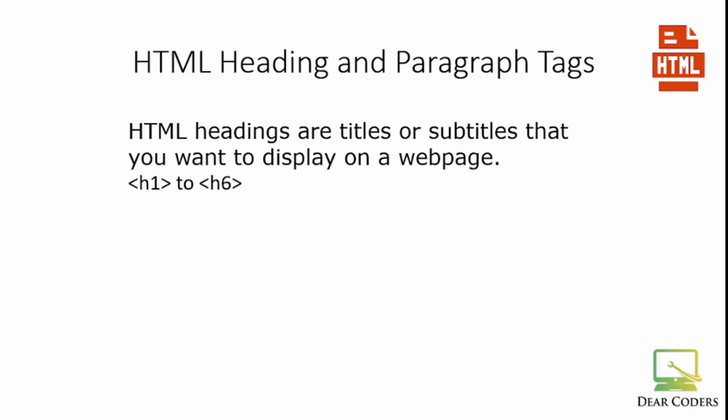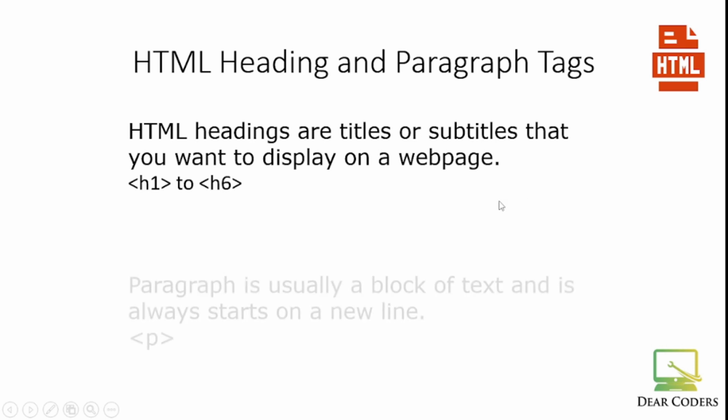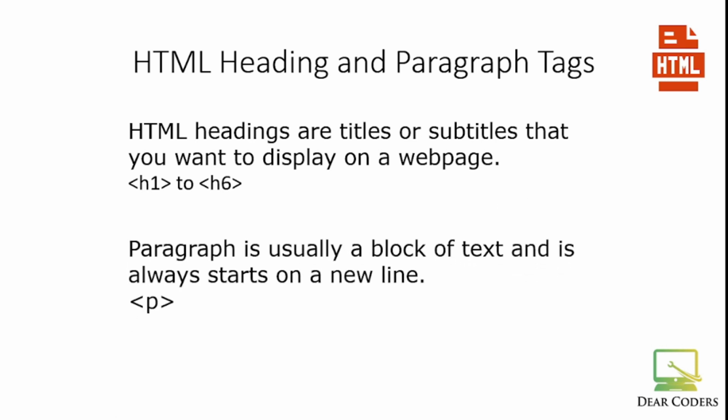HTML headings are titles or subtitles that we want to display on the web page. They start from H1 and end at H6. Paragraph tags are usually blocks of text that always start on a new line and are denoted by the P tag. We will write the code and see how these tags look on the web page. So we'll go to the code.